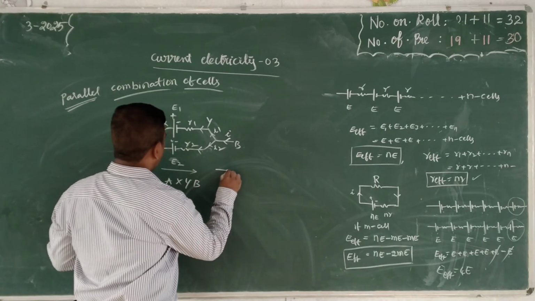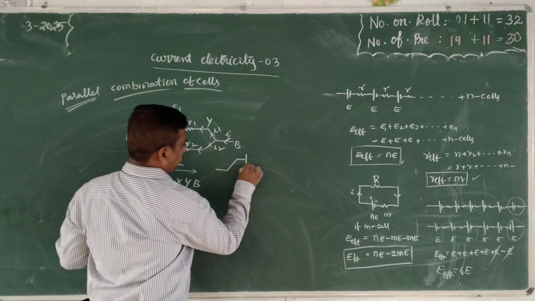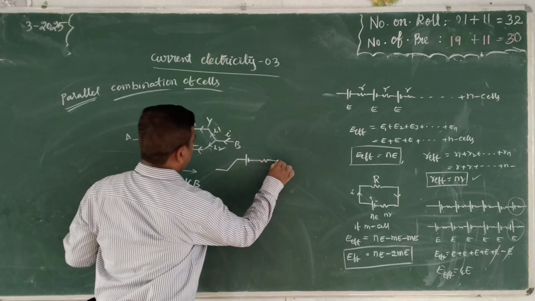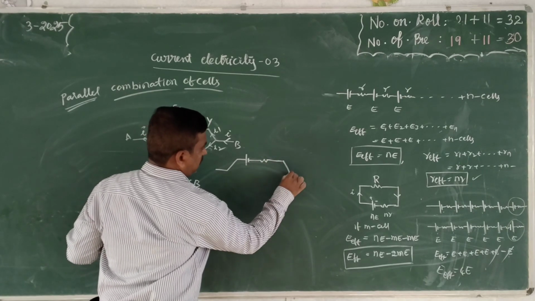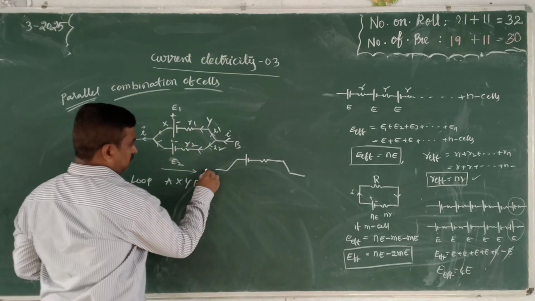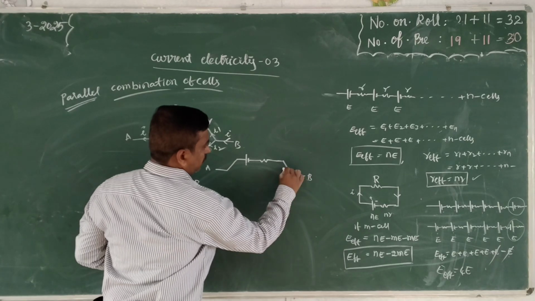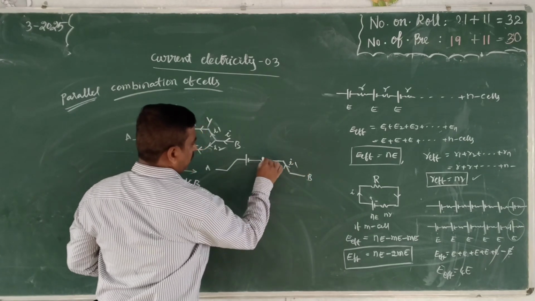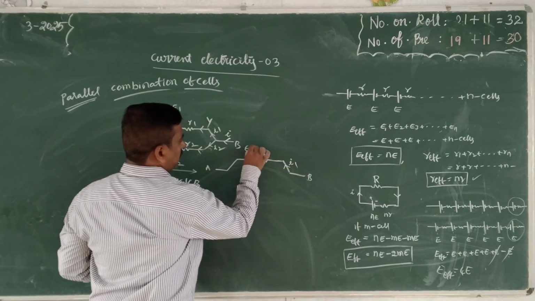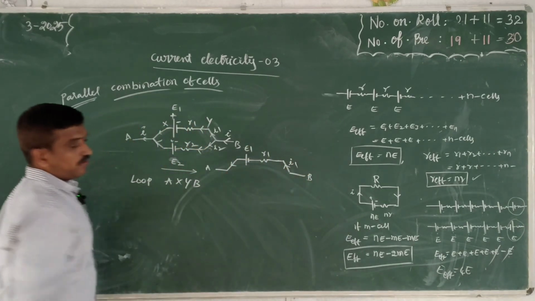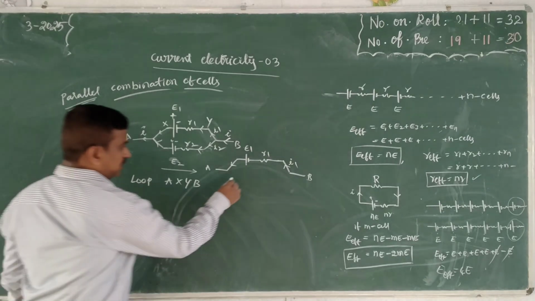See, it is the internal resistance, and this is the loop direction. See, it is point A, point B, the current direction is I1, it is R1, it is E1. See, this is the direction of current. And this is the direction of the loop.